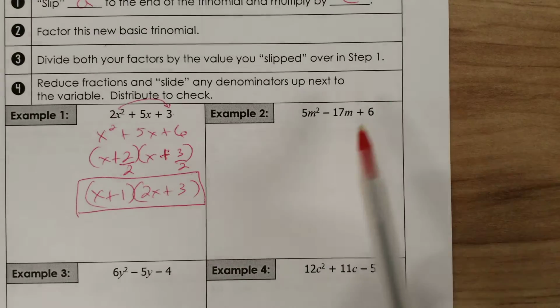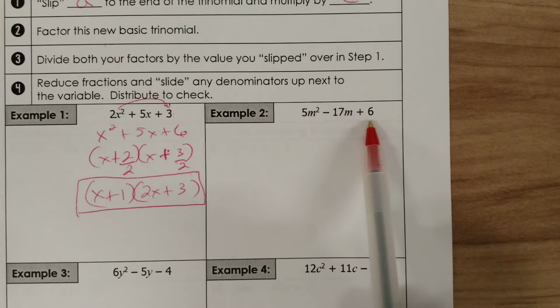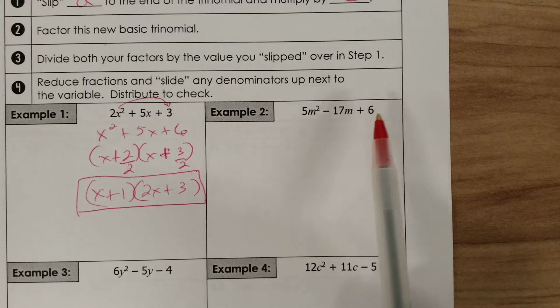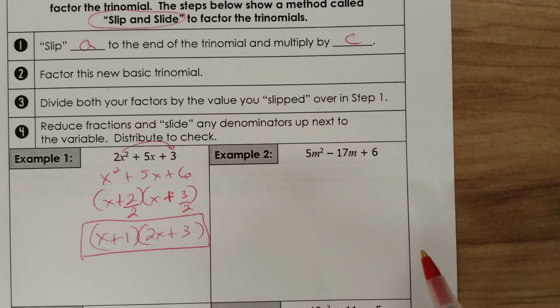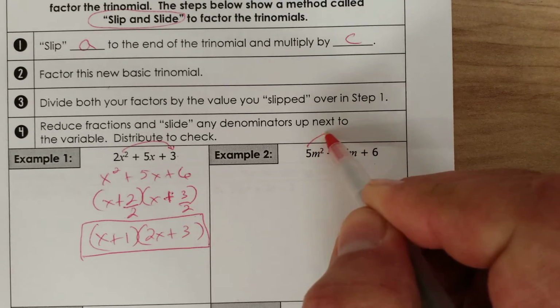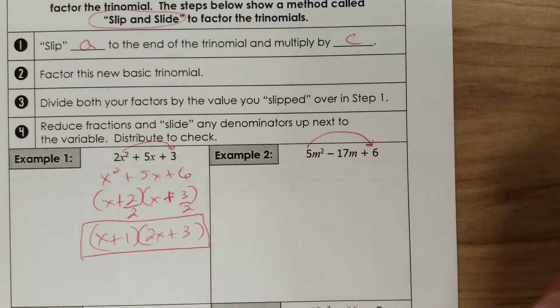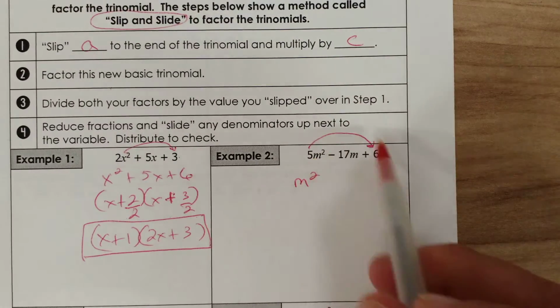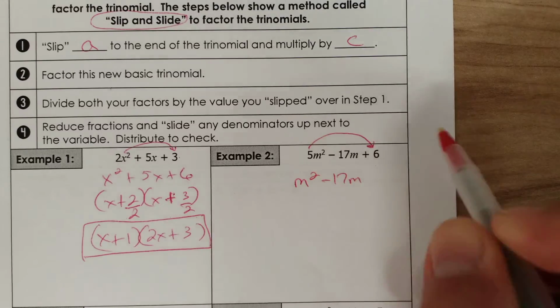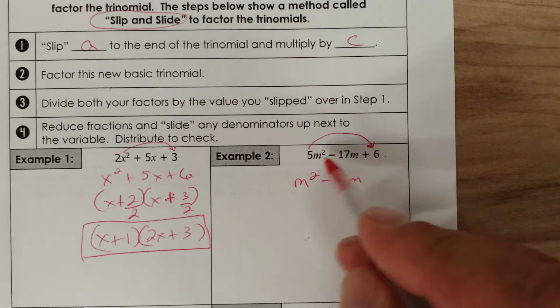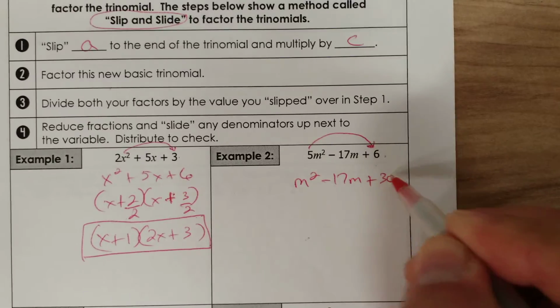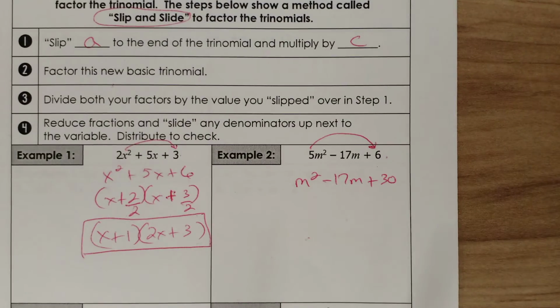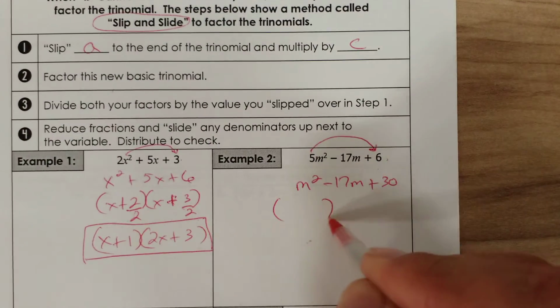So let's look at number 2. 3 terms. It's a trinomial. There is no GCF. I can't divide anything out of this, so I'm going to use this slip and slide method. So I'm going to slip this number over here and put it with the 6. I'm going to take it away from the beginning, and I'm going to put it with the 6 and multiply it. So 5 times positive 6 is positive 30. And now it looks like the ones we were doing last week.